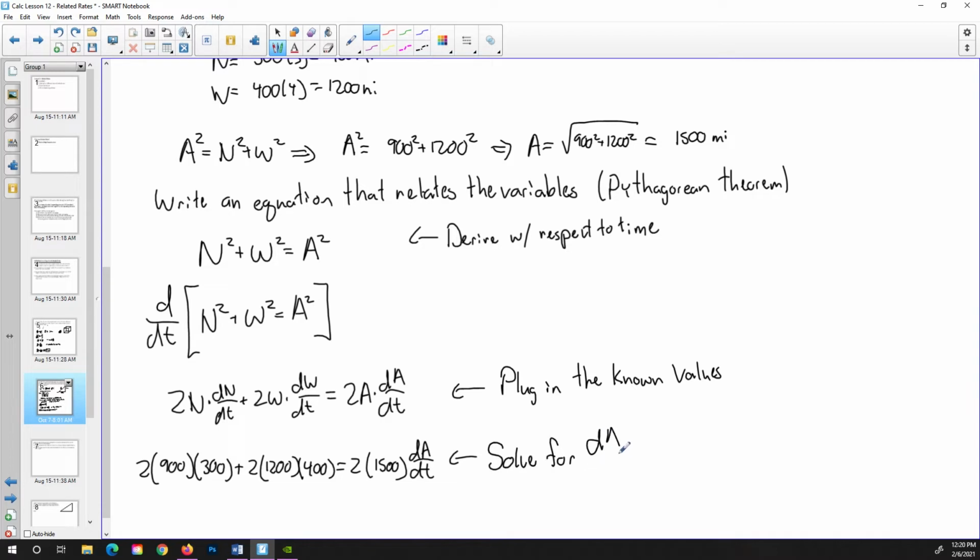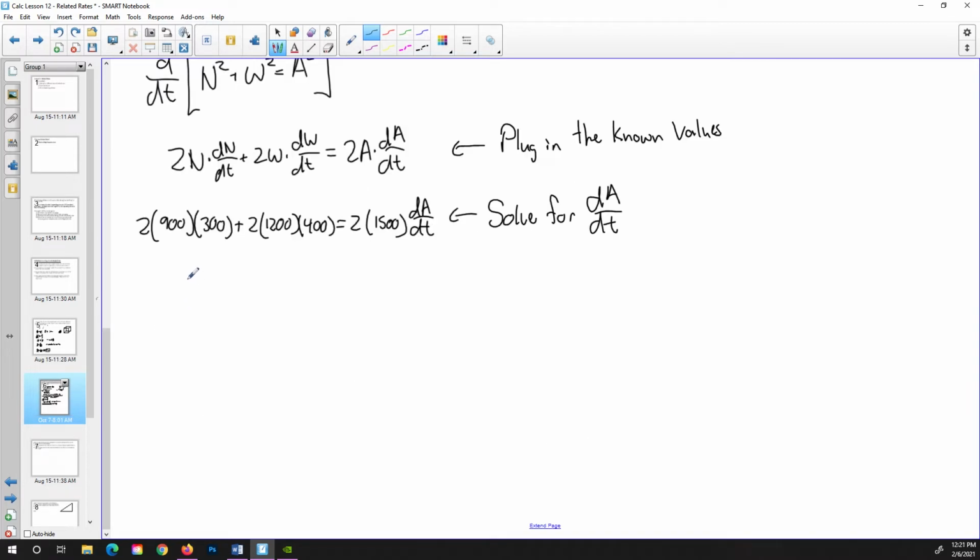So I can solve for dA over dt. The first thing I want to do is simplify this. If I multiply 2 times 900 times 300 plus 2 times 1,200 times 400, that gives 1,500,000, and then 2 times 1,500 will be 3,000. Divide by 3,000. That'll give me dA over dt equal to just 500 miles per hour.